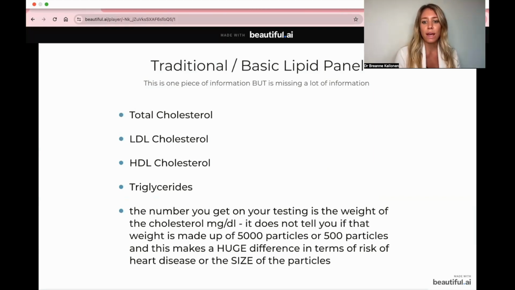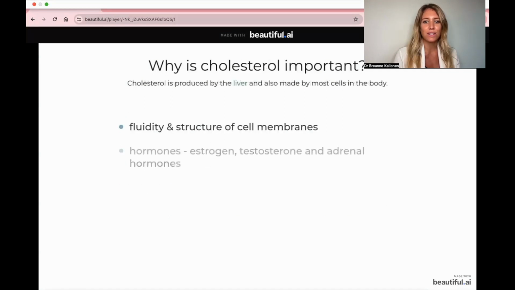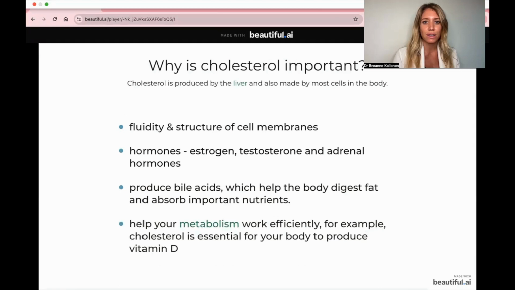Now, the number that you get on this testing is the weight of your cholesterol. So keep that in mind. When we're measuring this, it's the weight. But this does not tell us, is that weight of cholesterol made up of 5,000 particles or 500 particles? And this is really important because it makes a huge difference in terms of your risk of heart disease. And it also doesn't tell us about the buoyancy or the size of these particles. So this is really key. I'm going to show you some visualizations and slides so this becomes easier for you to understand.